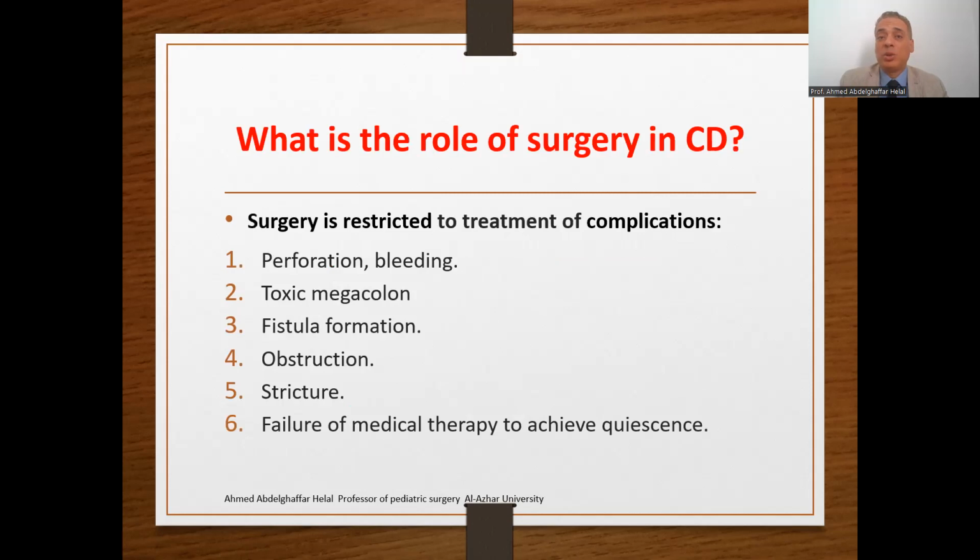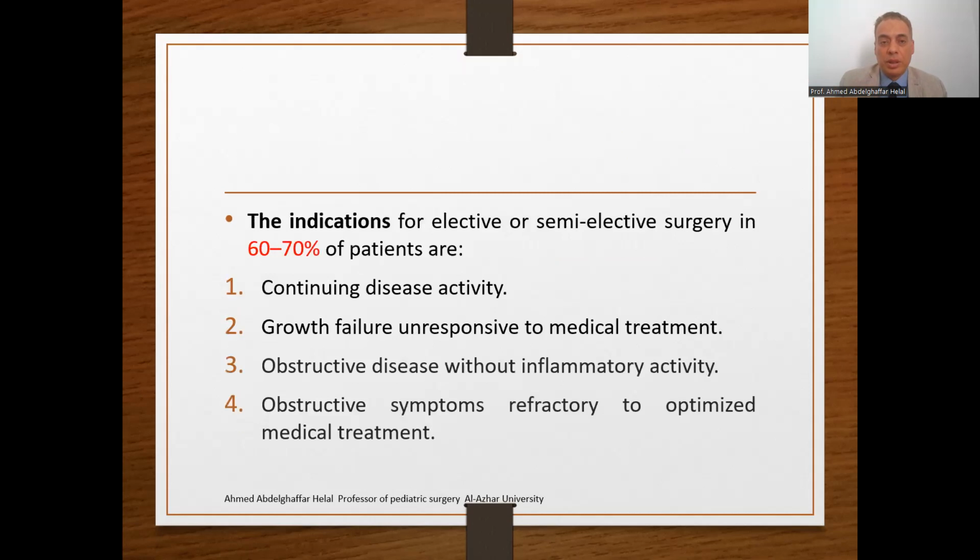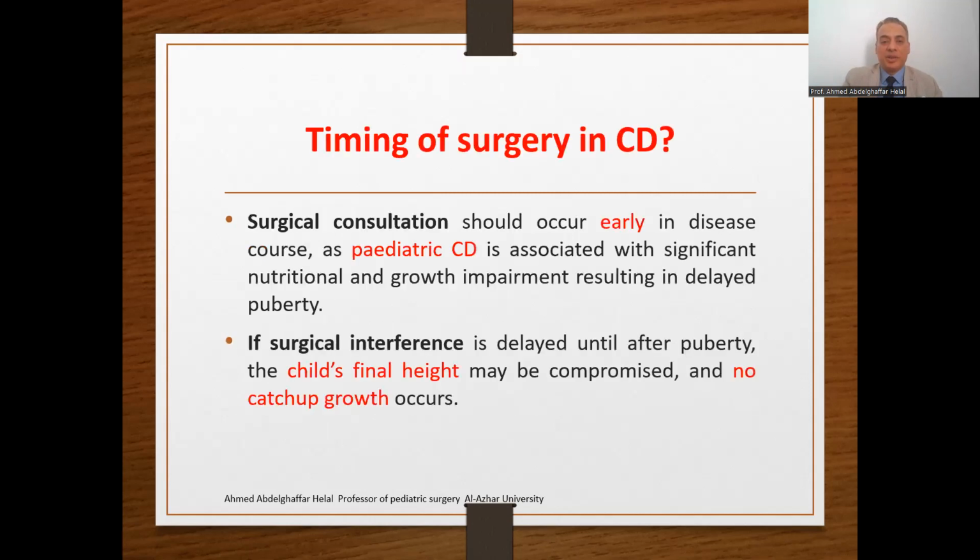Now the question: what is the role of surgery in Crohn's disease? In Crohn's, surgery is not curative and is reserved for complications: fistula, perforation, bleeding, toxic megacolon, and strictures. The indications for elective or semi-elective surgery may be continuing disease activity not controlled by medical treatment, growth failure not controlled by medical treatment, and obstructive disease without inflammatory activity, with fibrosis or obstruction, where you need to remove this obstructive segment unresponsive to optimized medical treatment.